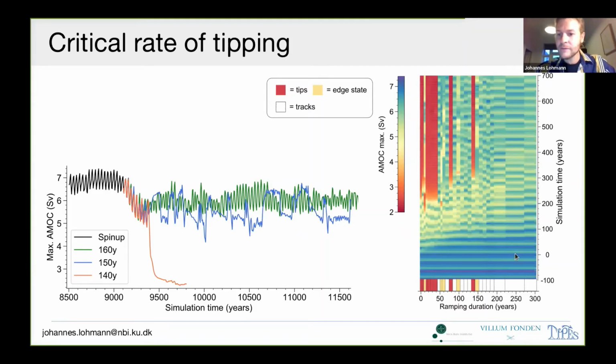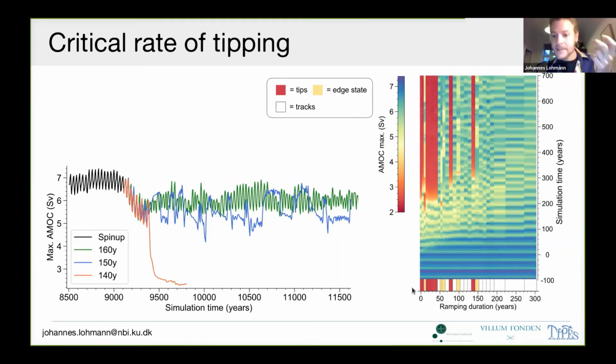And what you can see is that for a slow ramping on the right, all of the trajectories are able to track the state. Whereas for fast ramping, most of the trajectories tip, but not all of them. And also in between, you can see some trajectories that do a little bit of different dynamics, as we discussed before, that are related to this saddle state, or I also call it edge state here. And this is summarized down here by this bar plot, where red colors indicate tipping, white colors tracking, and yellow colors the state in between.